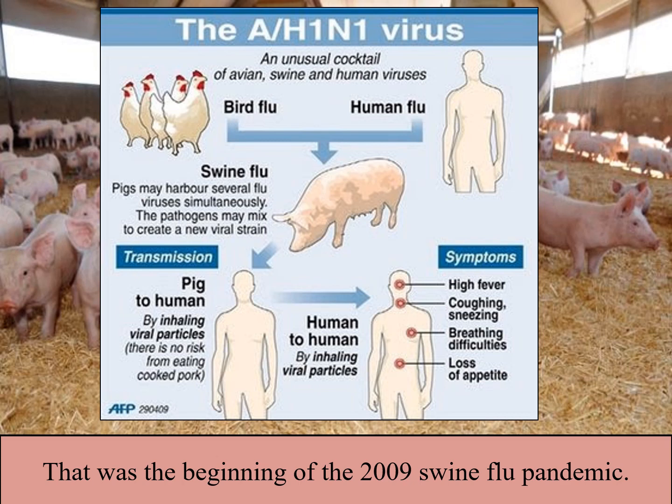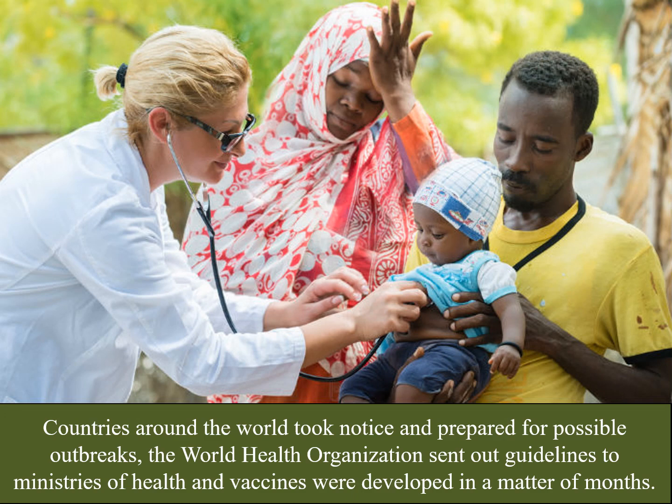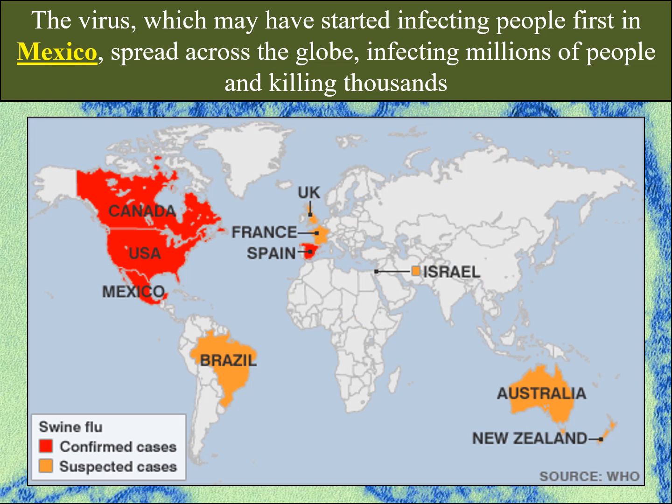And most of these new viruses are what we call zoonotic viruses, meaning that they transfer from animals to humans, just like with the coronavirus that we're dealing with right now. Countries around the world took notice and prepared for possible outbreaks. The World Health Organization sent out guidelines to ministries of health, and vaccines were developed in a matter of months. The virus, which may have started infecting people first in Mexico, spread across the globe, infecting millions of people and killing thousands.